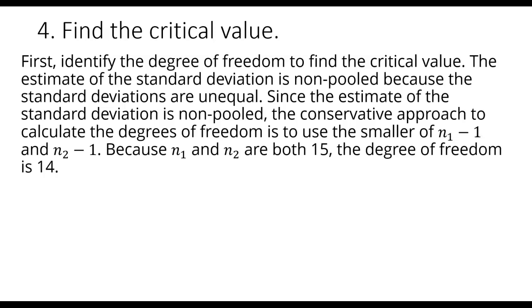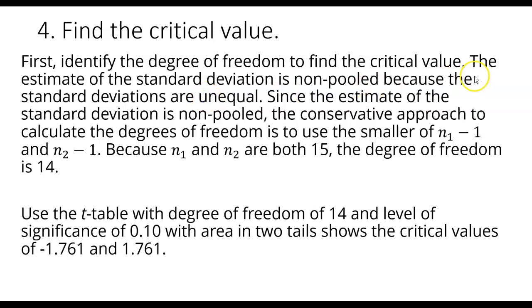So using our t distribution table, we're going to go to the line where the degrees of freedom is 14. We know that the level of significance is 0.10, and this is the area in two tails because we have a not equal to alternative hypothesis. So if you go with that area in two tails, we end up with a critical value of 1.761. And again, because it's two tails, we're going to have the negative for the left tail, negative 1.761, and then a positive on the right.